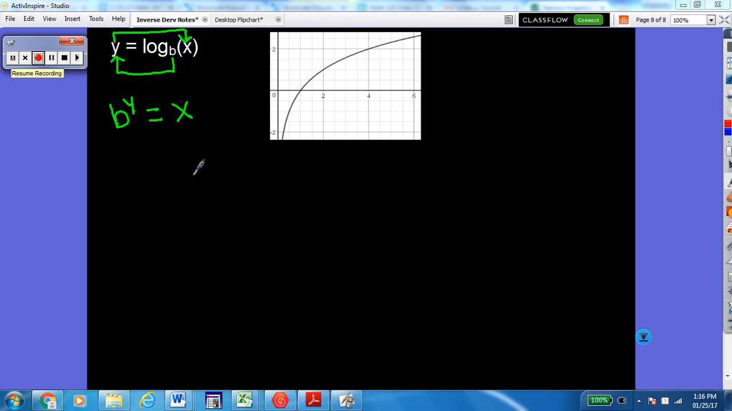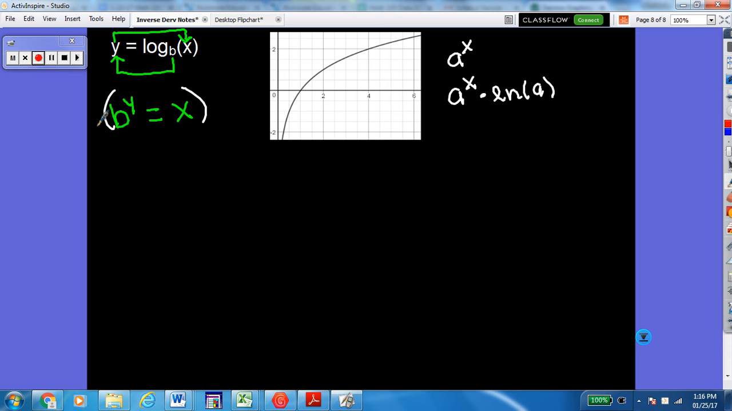So what we're going to do is take the derivative of b to the y. Now b to the y is going to follow the same thing as the previous video, where we had a to the x. Its derivative was a to the x times the natural log of a. And then if there's anything to take the derivative of in the power, you multiply that here for chain rule. So let's do the derivative of this in terms of x.